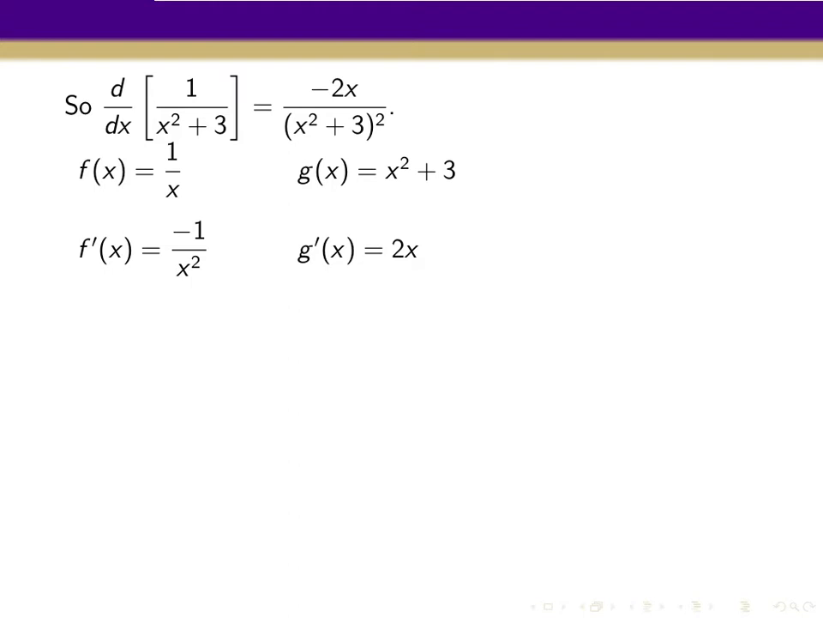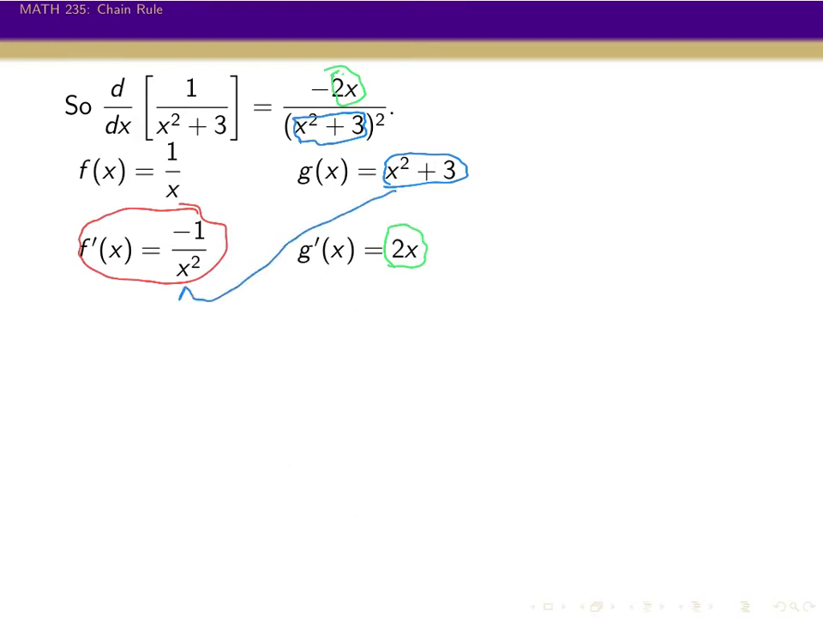Now let's see where these parts seem to be fitting into our answer for the derivative. Well, so I've got g prime is 2x, and I see a 2x right there. My g of x is x squared plus 3, and I've got x squared plus 3 right there. Now what's left is I have a minus on top, and then I'm squaring stuff on the bottom. Well, that's exactly what's happening in f prime. And so what this looks like is that g of x is getting plugged into f prime, and then we have this factor of g prime of x being multiplied to the whole thing.